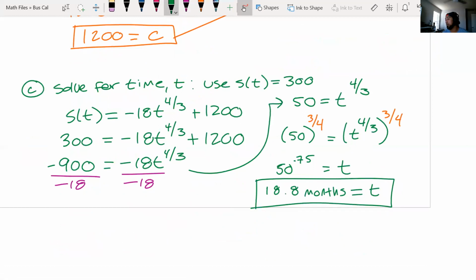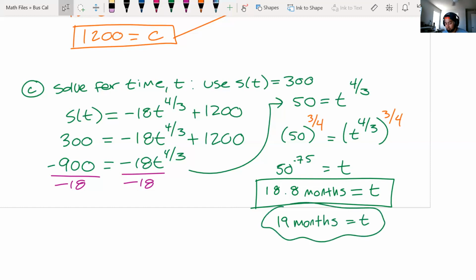Now, depending on how picky my math lab is, hopefully it rounds it up to 19, but if it's even weirder, it might round it down to 18. So if we round up, 19 months. Boom.